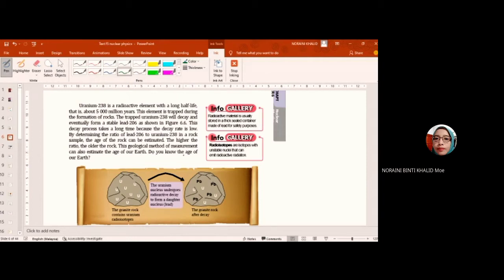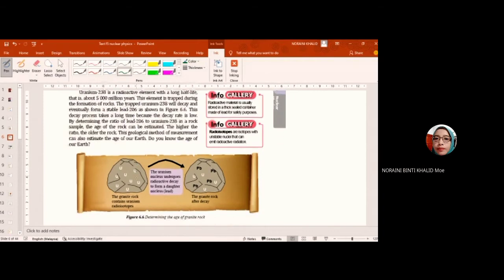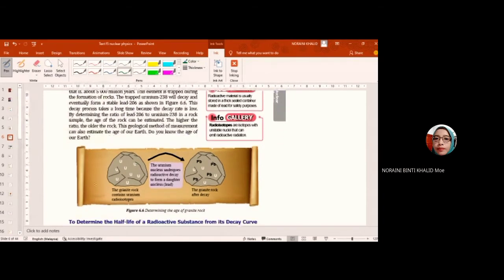Do you know the age of our Earth? Okay, so this can be used to determine the age of rocks. For example, granite rock contains uranium isotope. Uranium undergoes radioactive decay to form the daughter nucleus lead. You can see a few uranium here not yet decayed, and some already decayed to become lead.